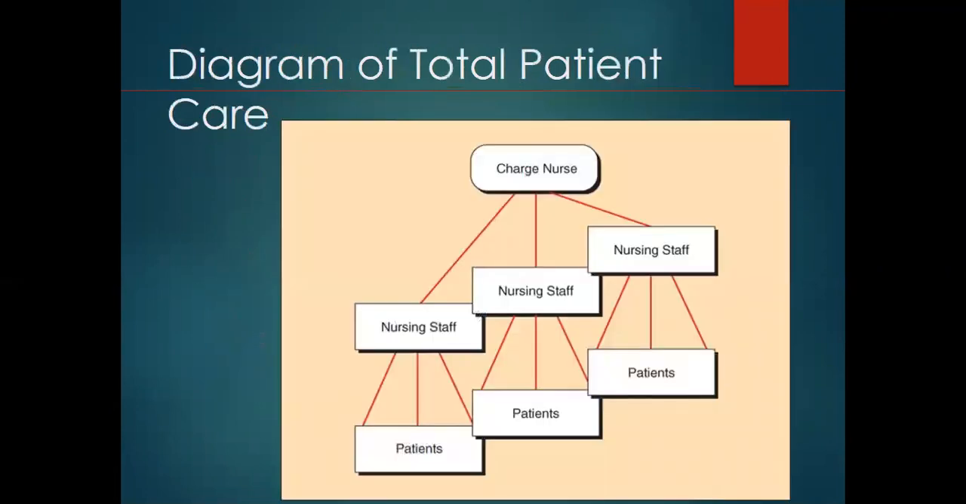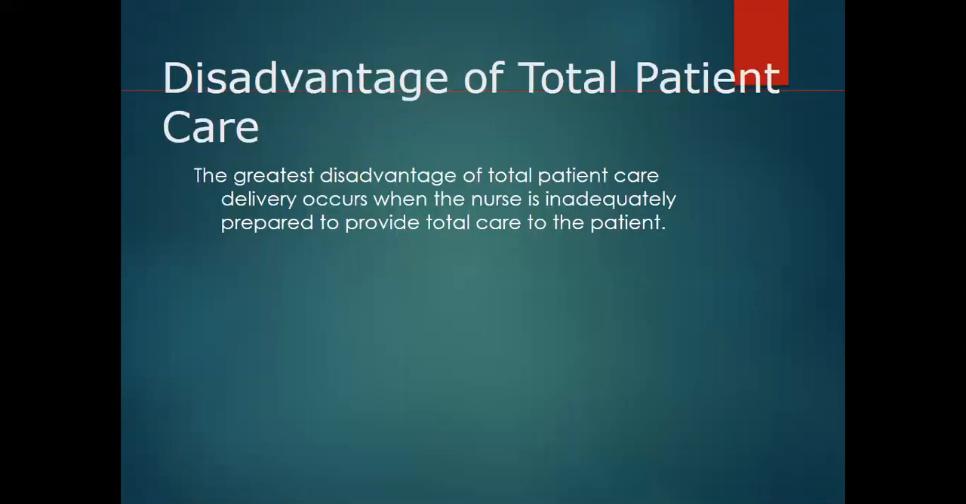So this is the diagram for total patient care. You have your charge nurse that's over your nursing staff, and then they each are assigned to their patients. The greatest disadvantage of total patient care is that delivery occurs when the nurse is inadequately prepared to provide total care to the patient.